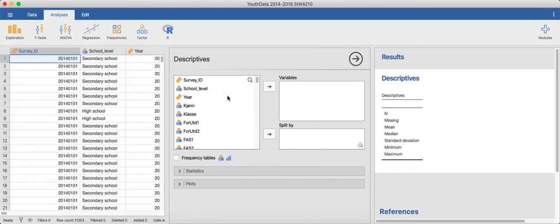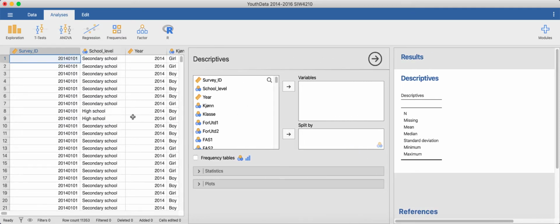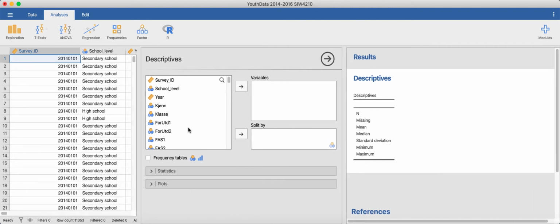Whatever you like to do. I often like to just have the data there so I can see that my data set is okay, maybe. I don't know. But anyway, that's not the real issue here. The issue is to find the different variables you are going to be working with. And so we have to find gender, which is kjønn.